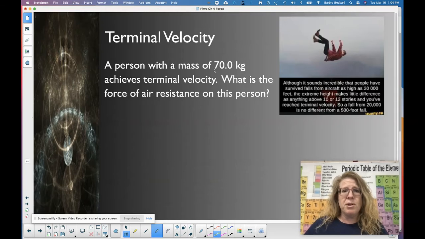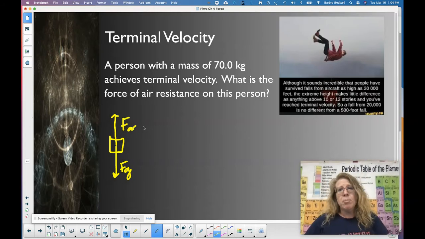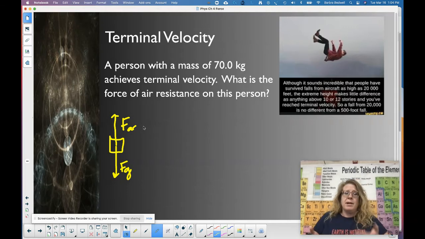So you've got a person with a mass of 70 kilograms. They achieve terminal velocity. What's the force of air resistance on this person? So if you have a person, you've got a couple of different forces. Number 1, there's a downwards force. That's F of G, the weight of the person. And then there's an upwards force. And in this particular case, it's going to be a force of air resistance, FAR or something like that, whatever you want to call it. But your air resistance force is pushing up on that person.